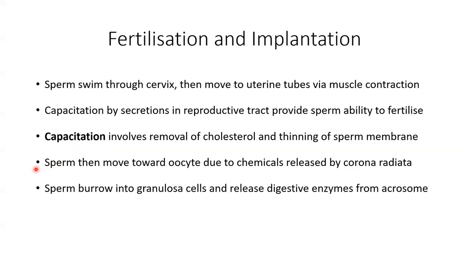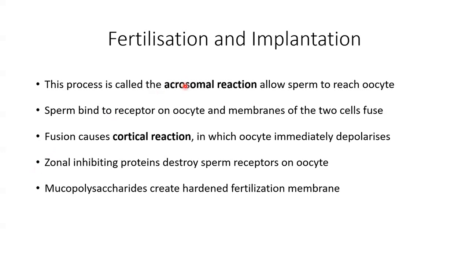Sperm then move towards the oocyte on account of chemicals that are released by the corona radiata. The sperm burrow into the granulosa cells, and once they reach the zona pellucida, they release the digestive enzymes from the acrosome, which allows them to reach the oocyte. This process is called the acrosomal reaction, and it's what allows a sperm to reach the membrane of the oocyte.